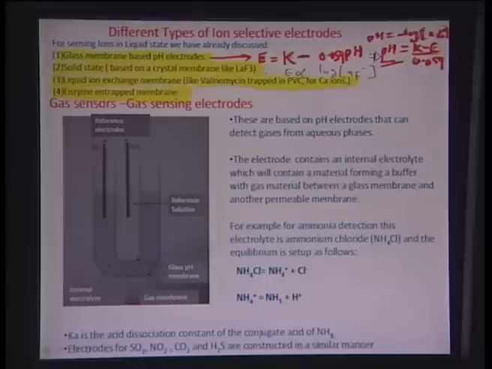For the crystal membrane electrodes, like let us say lanthanum fluoride, which detects fluoride ions, F minus, the EMF in this case, potentiometrically, will be proportional to the logarithm of the activity of fluoride ions.